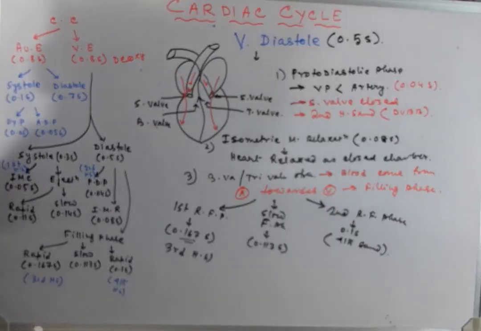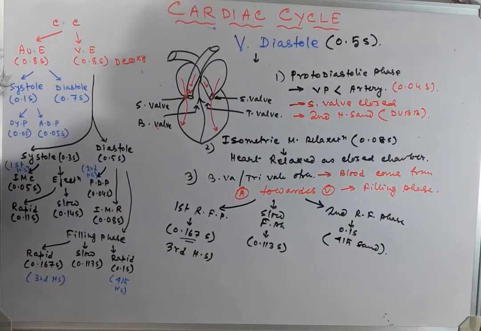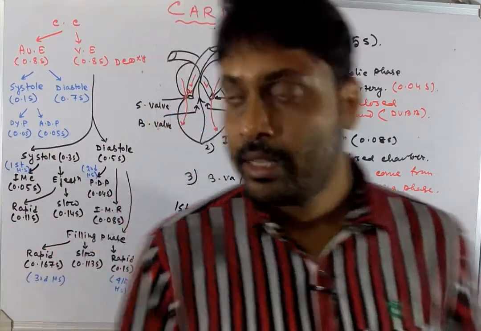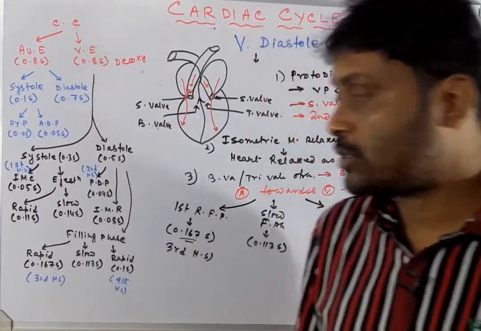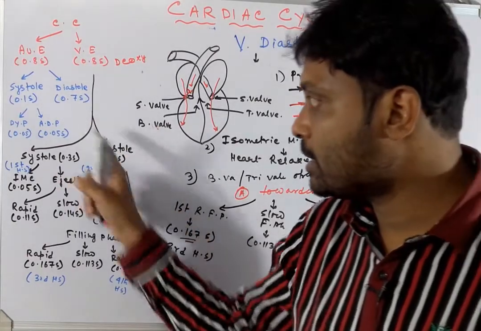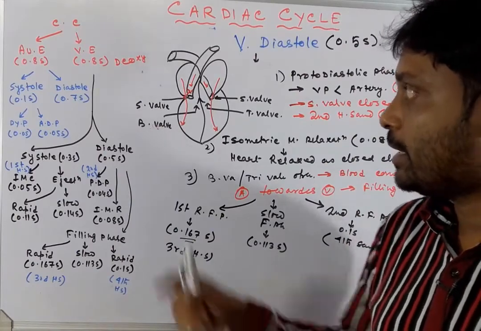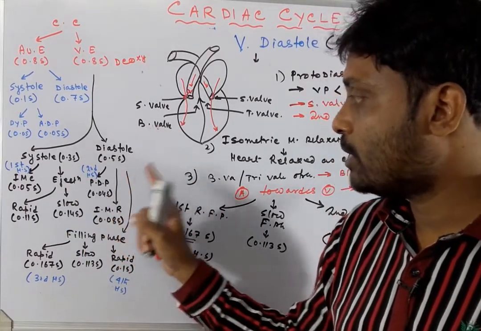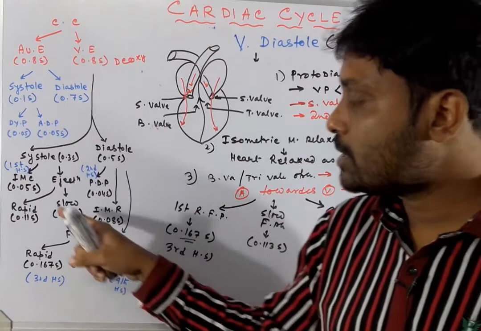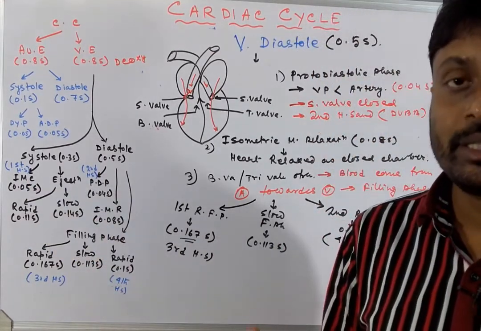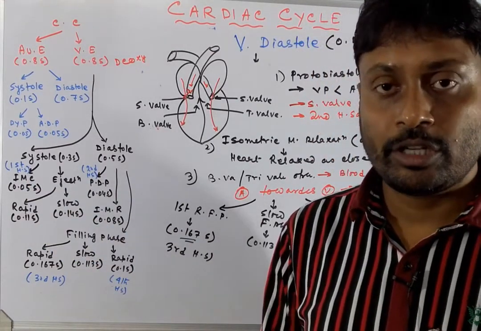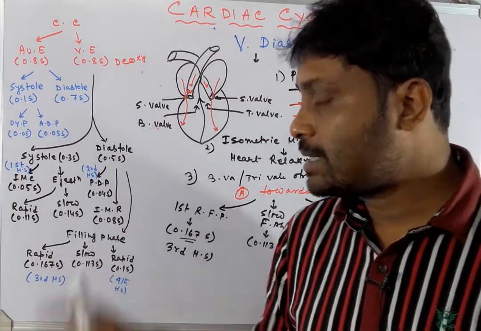So that's it, guys, and this is about the cardiac cycle. Now let us sum up the total events. The cardiac cycle can be divided into the auricular event and the ventricular event. The auricular event has systole and diastole, taking up 0.7 second. The ventricular event is ventricular systole and ventricular diastole. In ventricular systole there is isometric muscle contraction, during which the ventricle contracts as a closed chamber. Next is the ejection.